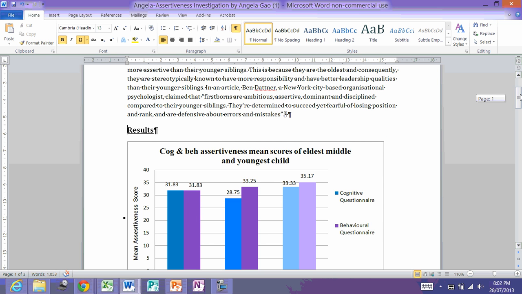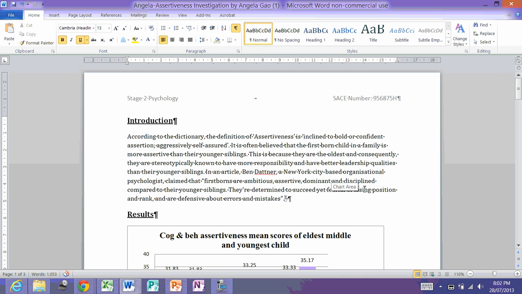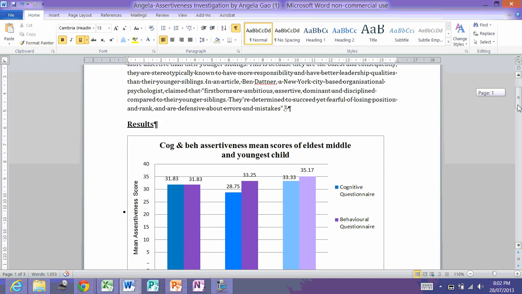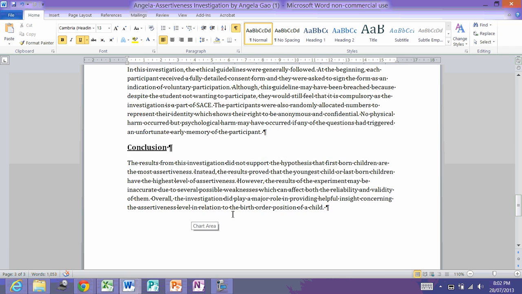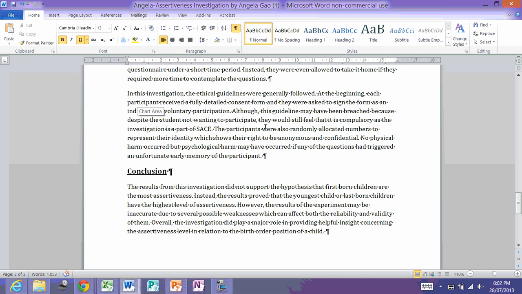And that's why, as you say here, the firstborns are dominant and disciplined compared to the youngest children, because they have learned to discipline themselves when needed. They're ambitious, they're assertive, they're dominant, okay, determined to succeed, fearful of losing the rank. Therefore, they fight for it, they go for it. Okay? End of discussion. I'm going back again. The conclusion has to be there with research. How you make it. Don't be scared of them. Ethical considerations. Okay?